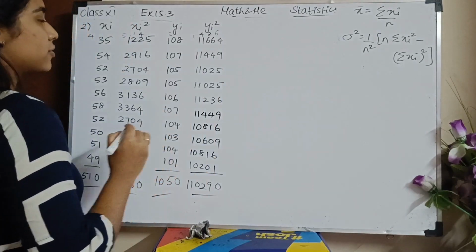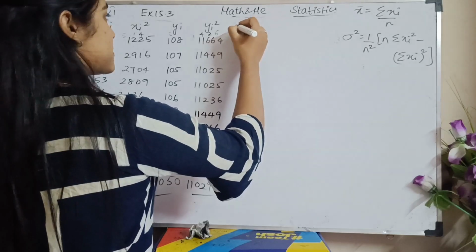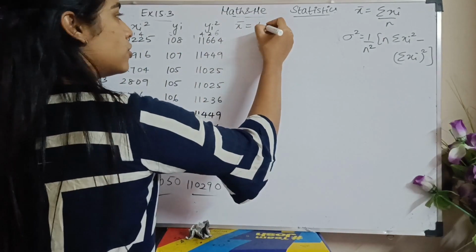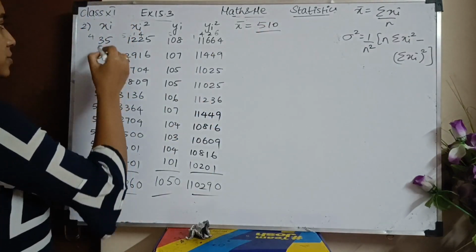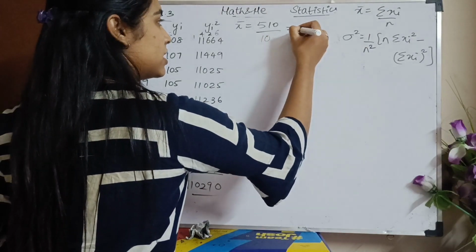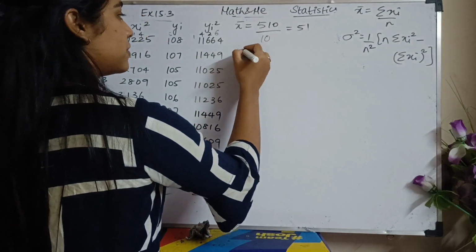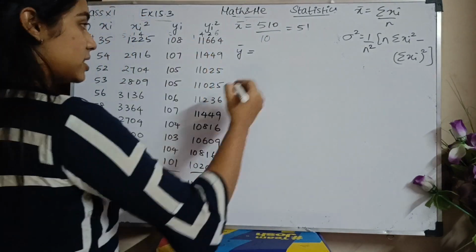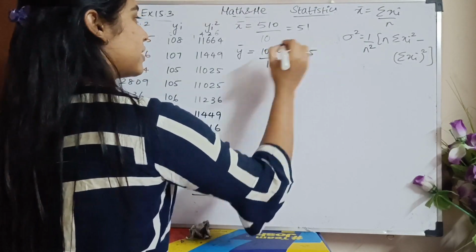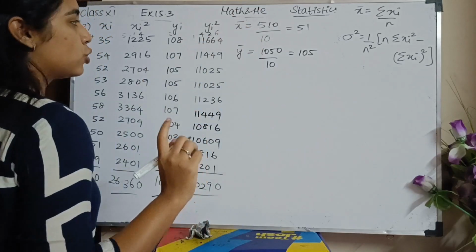Now let's substitute in the formula. First xi. So what is my x bar? X bar mean is the summation of xi, which is 510, divided by the number of terms, which is 1, 2, 3, 4, 5, 6, 7, 8, 9, 10. So my mean is 51. Mean of x bar is 51. What is y bar? It is 1050 divided by 10, which is 105. So I have found the mean 1 and the mean 2.